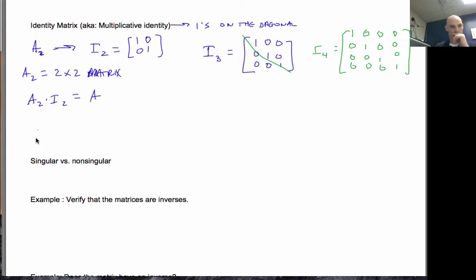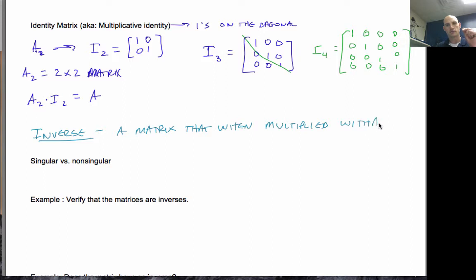All right, so inverse. Let's talk about inverse for a minute. An inverse is a matrix that, when multiplied with another, has a product that is the identity matrix.